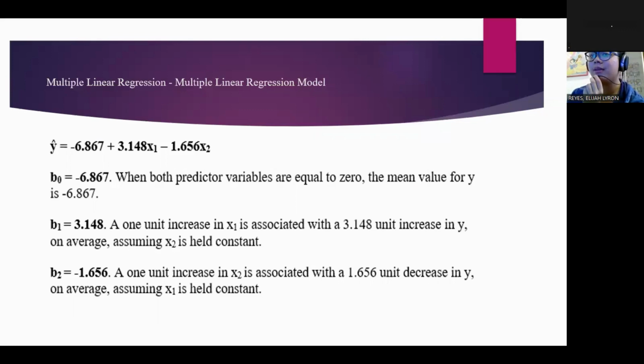And lastly, b2 is equal to negative 1.656. A 1-unit increase in x2 is associated with a 1.656 unit decrease, since it's negative, in y on average, assuming x1 is held constant.